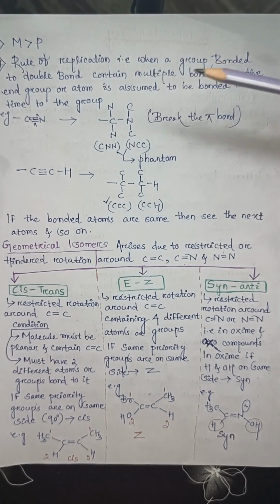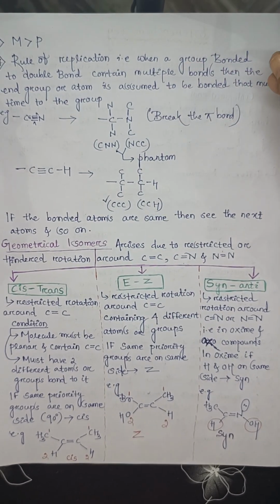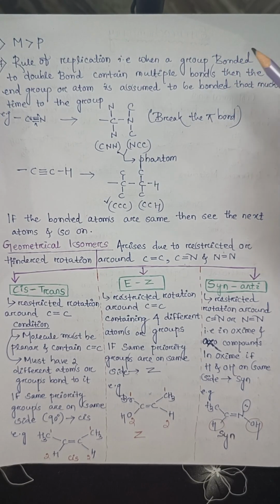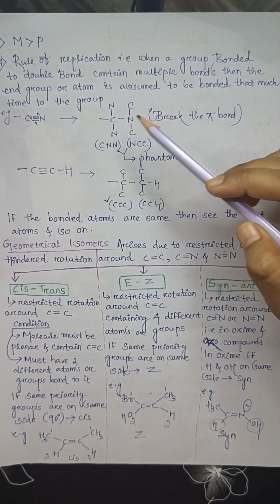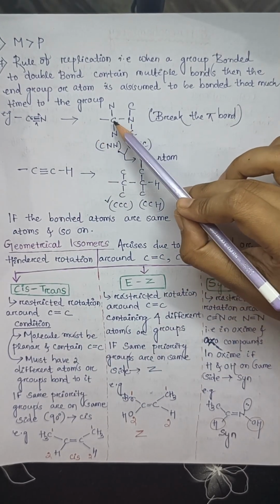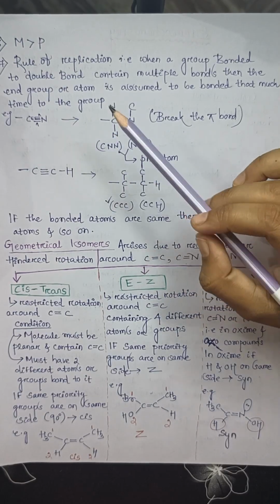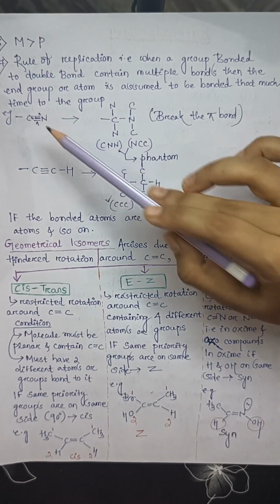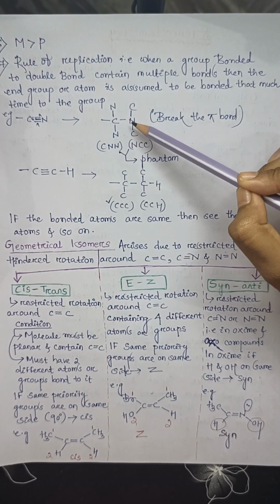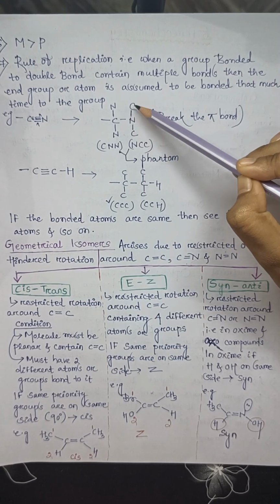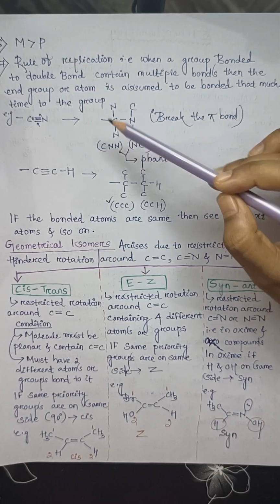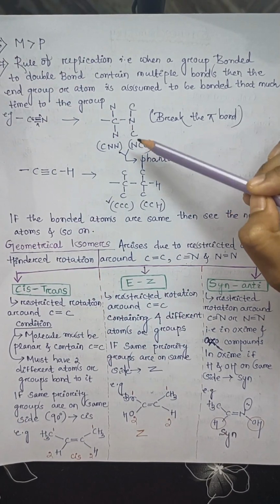Then there is a rule of replication, that is when the group bonded to a double bond contains multiple bonds, then the atoms are assumed to be bonded that many times to the group. Suppose here is a cyanide group, so we have to break the pi bond. There is a sigma bond between carbon and nitrogen. There are 2 pi bonds between carbon and nitrogen. Suppose we break the first pi bond. Since carbon is bonded to nitrogen, we will give carbon a nitrogen, and nitrogen is bonded to carbon also, so nitrogen will get a carbon. Then again break another pi bond. Carbon is bonded to nitrogen, so carbon will get nitrogen. Nitrogen is bonded to carbon, so nitrogen will get carbon.